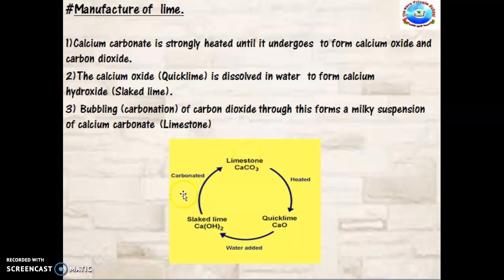So clear with it? So students, got the point? How is lime manufactured? Let us check the chemical test for carbon dioxide. Now here we saw how limestone is prepared. Let us see the chemical test.